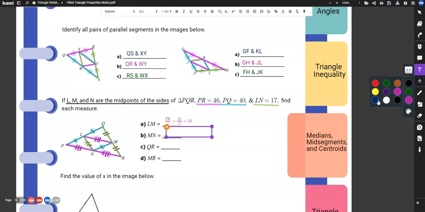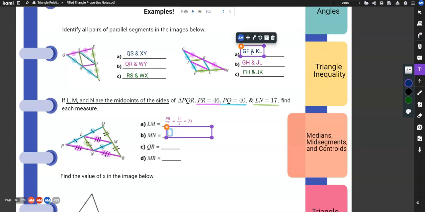All right, MN, which is the midsegment that is parallel to segment PQ. So again, that's going to be PQ divided by 2. Again, because we're finding the length of the midsegment, not the base. 40 divided by 2, and that's going to be 20.